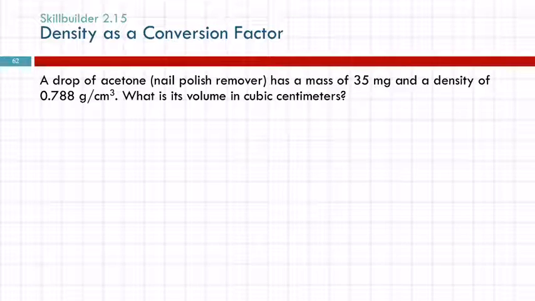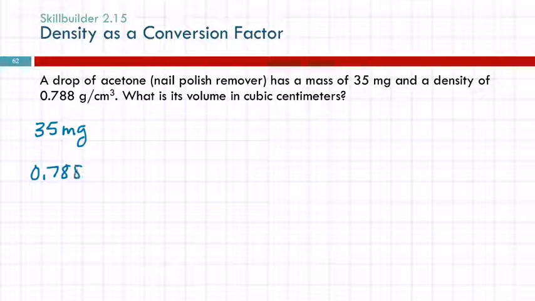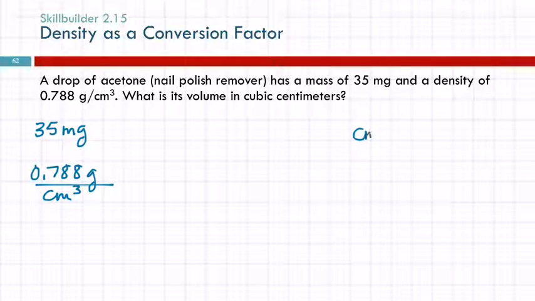Okay, so let's write our numbers down. We've got 35 milligrams, and we've got 0.788 grams, written as a vertical fraction, grams per cubic centimeter. And then we ask ourselves, what are we trying to find? Volume in cubic centimeters. So for my path, I want to end up with cubic centimeters.